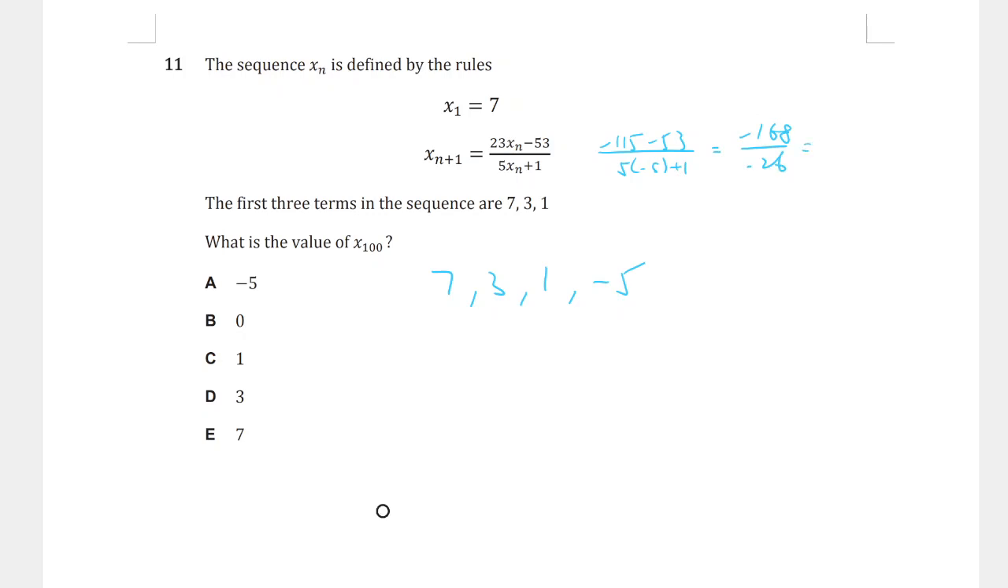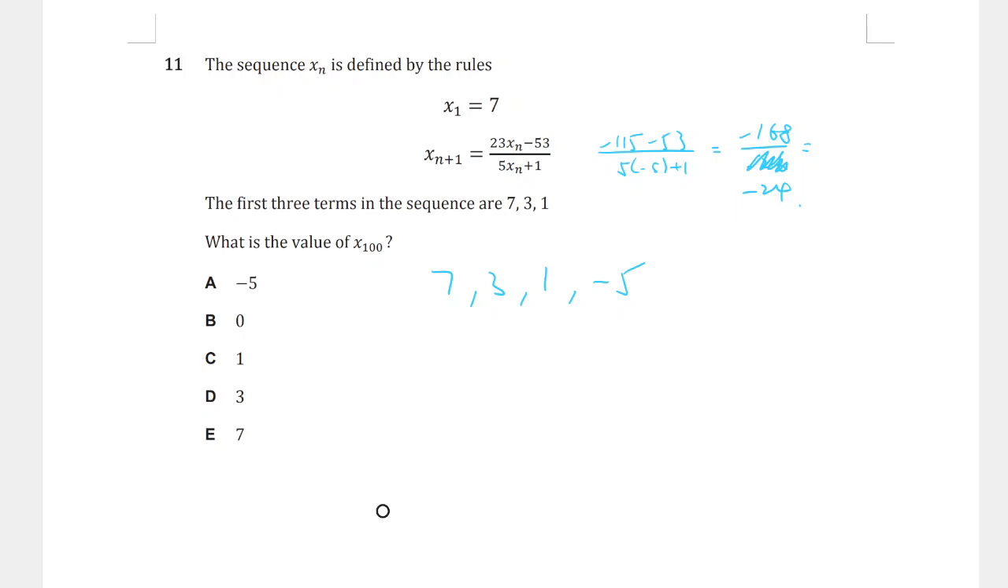26 times, how many is this? 8? No, 8 is too big, isn't it? I meant negative 24, didn't I? Because it's negative 25 plus 1, right? So it's negative 24 instead. Okay, so silly error there.